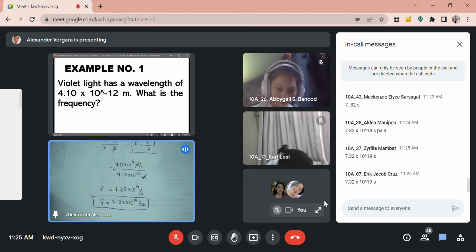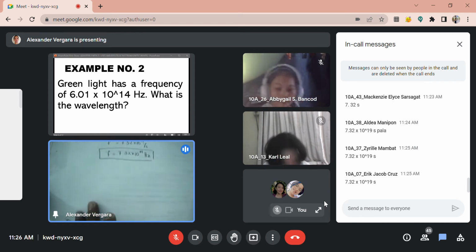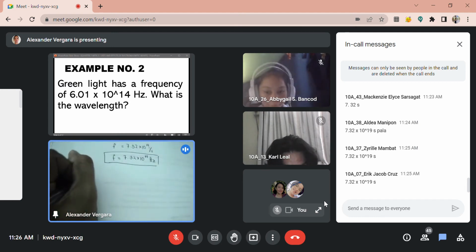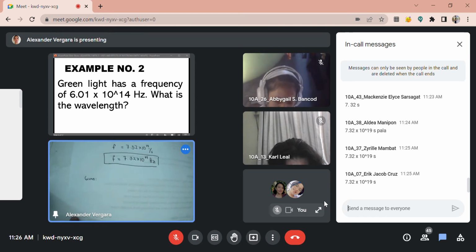Let's try this one. Okay? So we're talking again about green lights. Green light has a frequency of 6.01 times 10 raised to 14 hertz. What is the wavelength? Okay, so this time they're asking about the wavelength. Let's find the given in problem number 2. What are the given in problem number 2? Can you give me? Yes, Eric, Jacob.